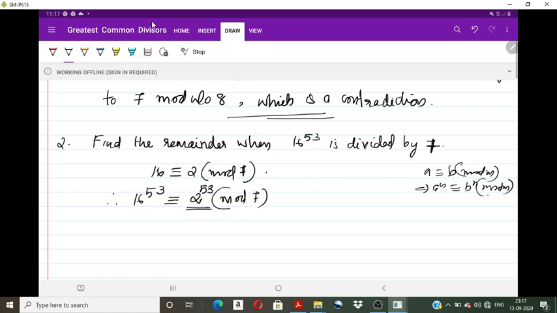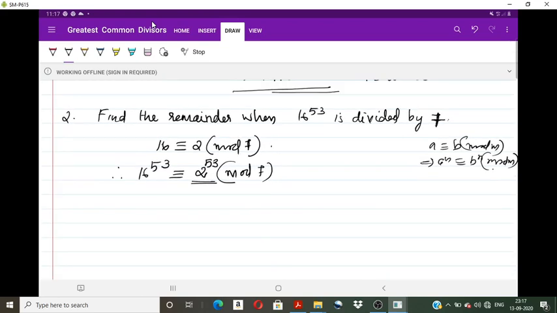Now we need to look upon 2 raised to 53. Actually, we have to find the smallest power of 2 for which it is congruent modulo 7 to a number less than 7. Or if we get a power of 2 that is congruent to 1 modulo 7, then it will be much easier to find the remaining powers.